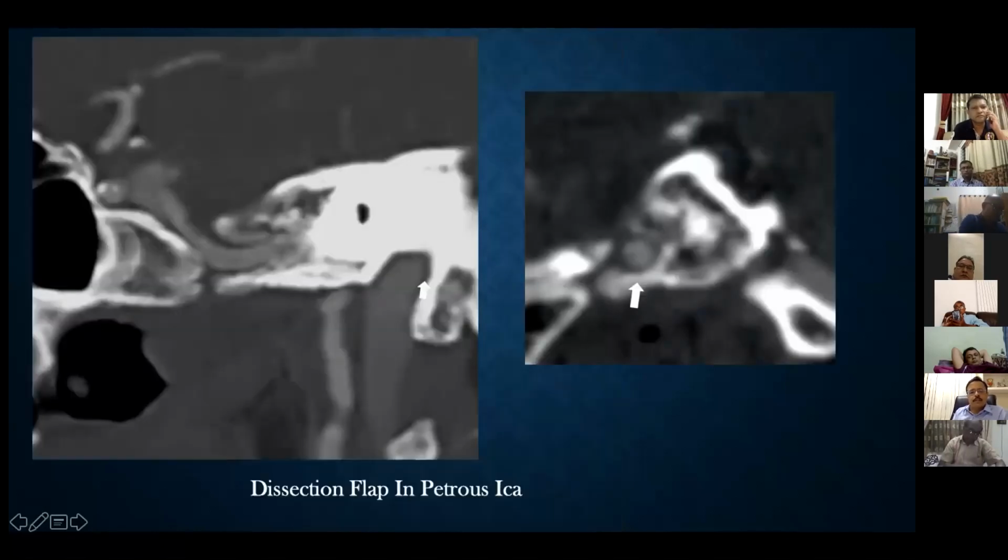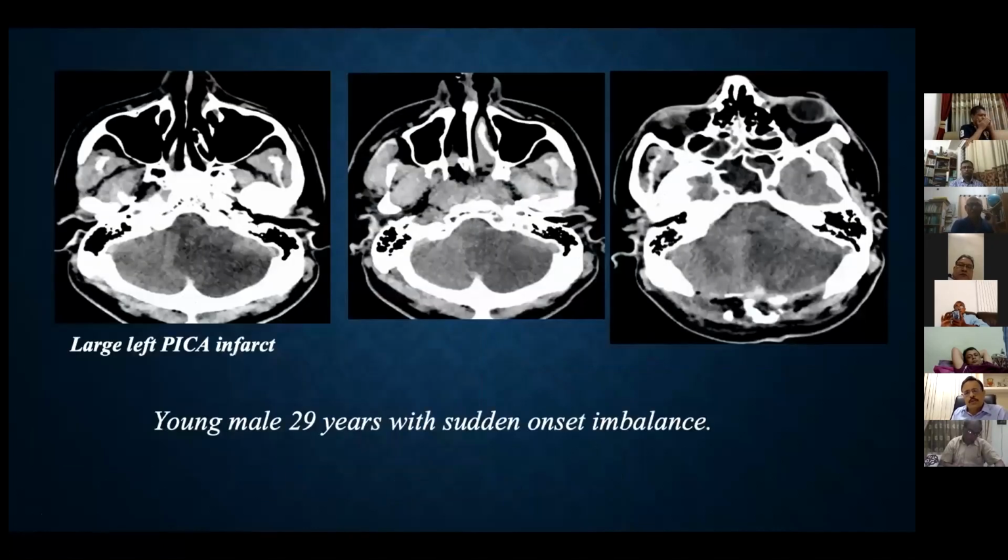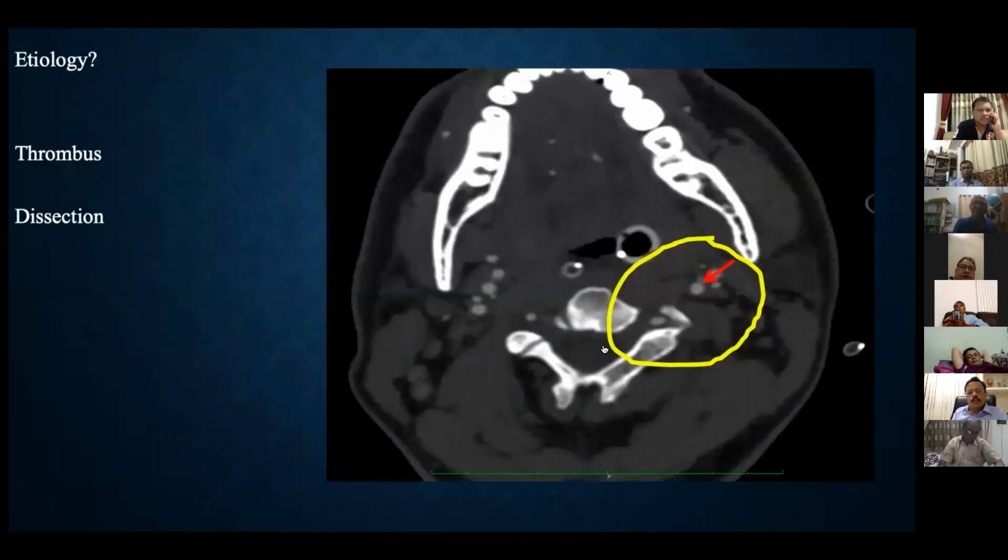So in dissections also, we always recommend repeat imaging in these patients. Now coming to posterior circulation, this patient presents with a large PICA infarct, young male, something like this. Always think about whether there's a dissection. So this is one of the very typical CTA findings.